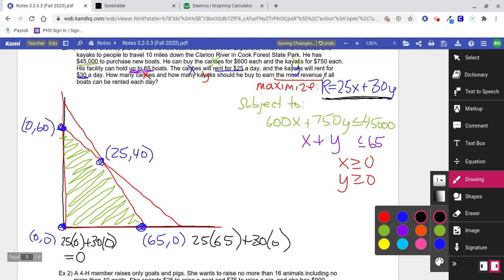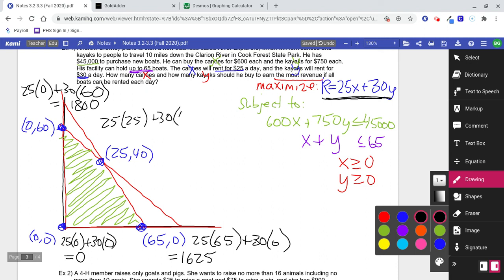That's going to be 25 times 65, which is 1625. And up top left, you got 25x plus 30y. That's going to be 1800. And at the last corner, 25x plus 30y equals 1825.